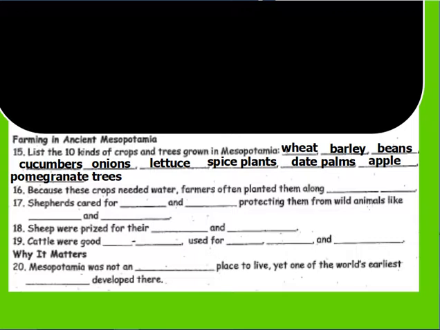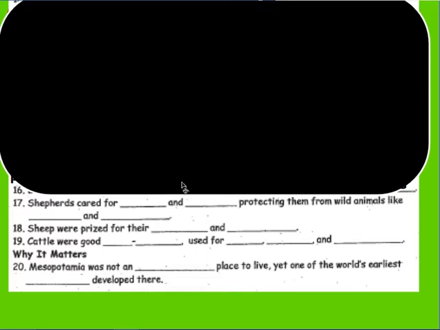Now, because these crops needed water, farmers would often plant them along canal banks. And canal banks were really close to a water source. So that way, it would be easy to either A, use an irrigation system to water the crops, or B, the roots would grow down near the canal system if it was a tree and be able to get their water from the canal.